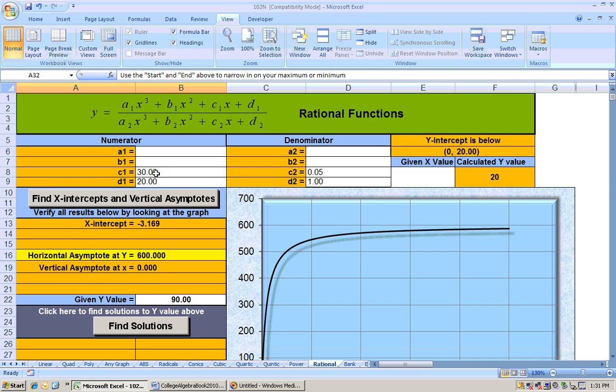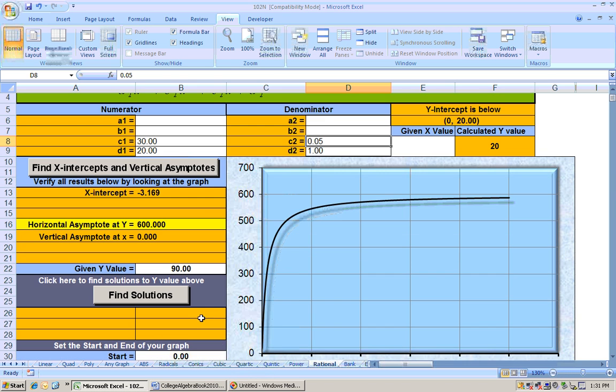The coefficients on the numerator were 30 and 20, and on the denominator the coefficients were 0.05 and 1. 0.05 because it's 0.05t, that would be your C2. Now it asks what's the limiting size of the herd as time progresses. Well, you can see as time progresses, I got my viewing window to be 0 to 1,000 here, and it's leveling off to what? Well, about 600. Well, that's the horizontal asymptote, and that's what we're looking for on this problem. So the answer to this problem is 600.